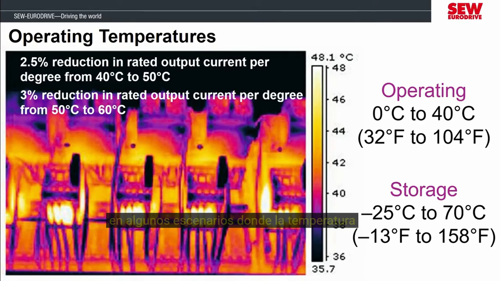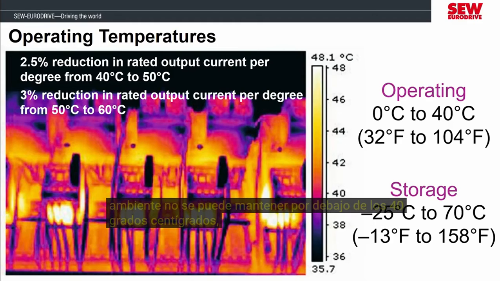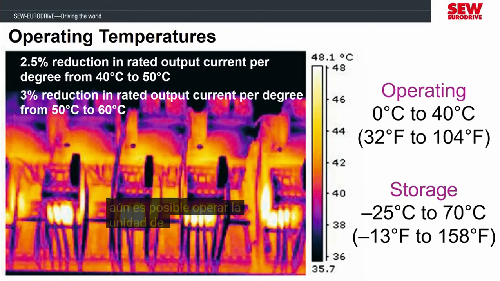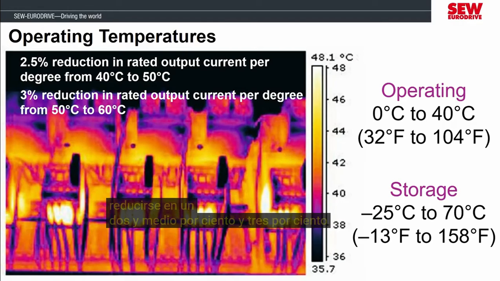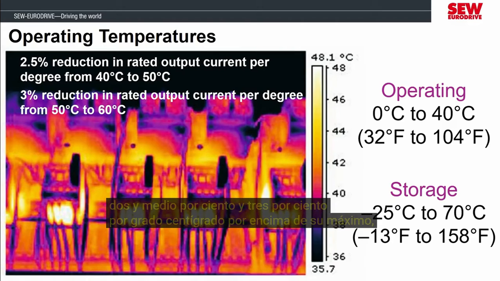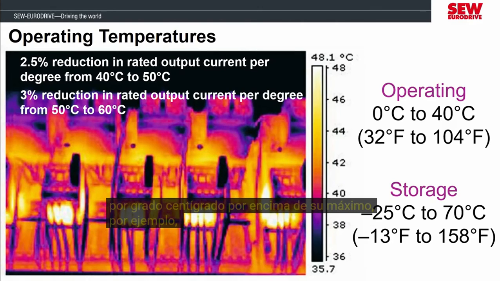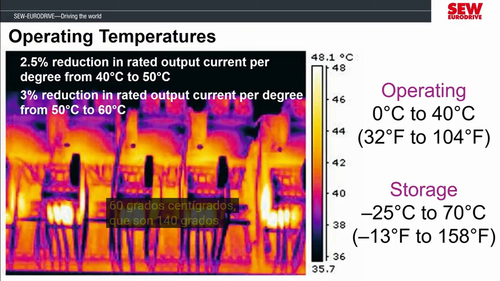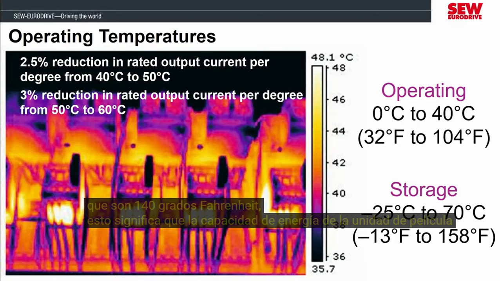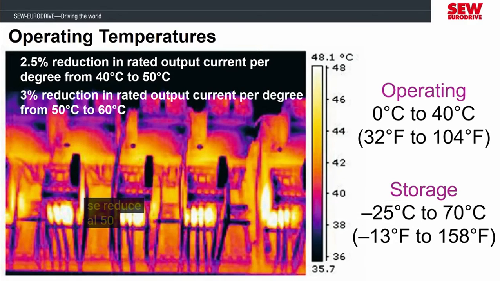In some scenarios where the ambient temperature can't be kept below 40 degrees Celsius, it is possible to still operate the MOVIDRIVE at those temperatures, but the output power rating has to be derated by 2.5% to 3% per degree Celsius above its maximum. For example, if the ambient temperature during the summer causes the electrical cabinet to get to 60 degrees Celsius, which is 140 degrees Fahrenheit, this means the MOVIDRIVE's power capability is reduced to 50%, and it should not be utilized higher than that until the ambient temperature decreases.